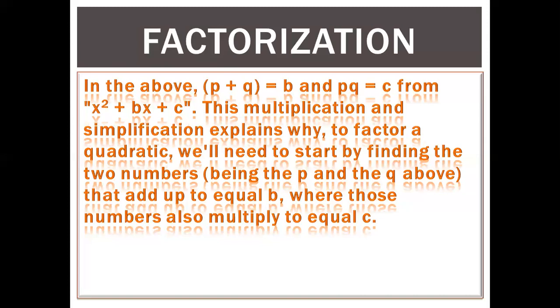In the question, p will be the coefficient of x² and q will be the constant term. We multiply the coefficient of x² with c and we get pq. Then we find all the possible factors of that number, and we see which number satisfies the product as well as the sum.